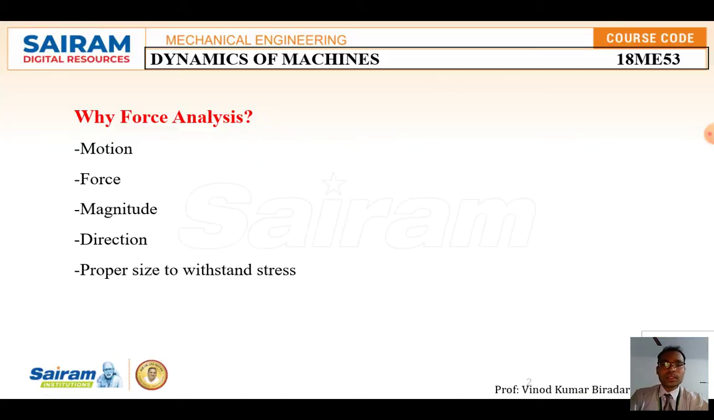Let me first understand what we mean by force analysis and why we require force analysis in machine devices, that is, in mechanical devices. If we take any mechanical device or mechanical element, the main use of force analysis is to transmit the motion from one component to another component. That is the first purpose. Suppose two links are connected in a mechanical device: how are you going to transmit the forces from one element to another element?